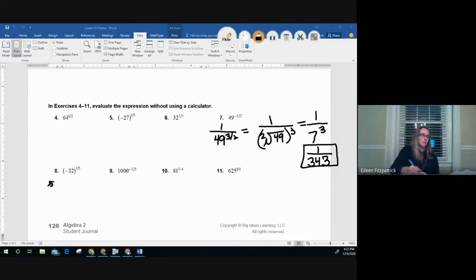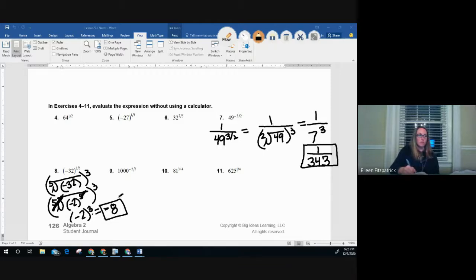Continuing on, the bottom number tells you what root to take, the top number what exponent to apply, so the fifth root of negative 32 raised to the third. What number multiplied 5 times gives you negative 32? Well, it would be negative 2. If you have negative 2 times negative 2 times negative 2 times negative 2 times negative 2, that's negative 32. So the fifth root cancels with that exponent 5, and you have negative 2 cubed. A negative times a negative times a negative is going to be a negative. 2 times 2 is 4 times 2 is 8. So negative 8.